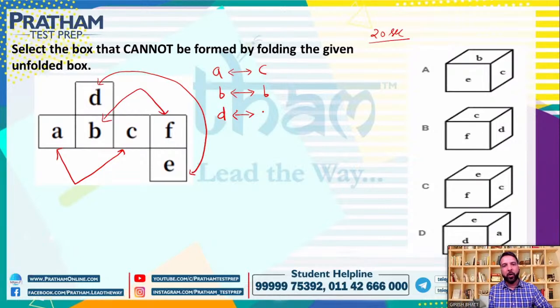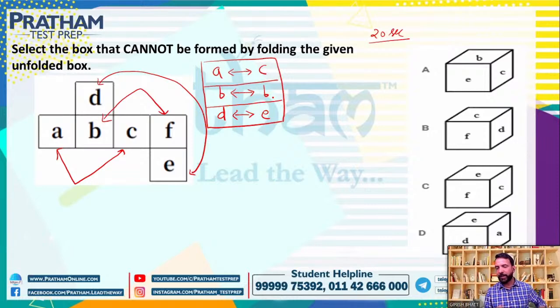And opposite faces can never be adjacent. Excellent. So here, D and E are opposite faces, and opposite faces can never be adjacent. So D is the right answer. After folding this dice, D is not possible.